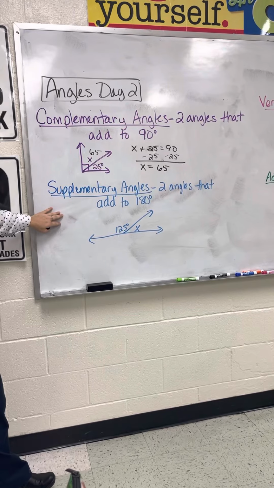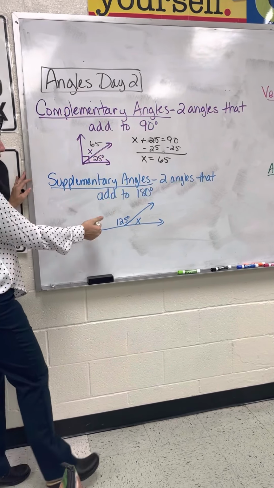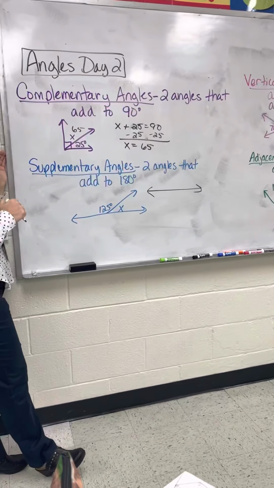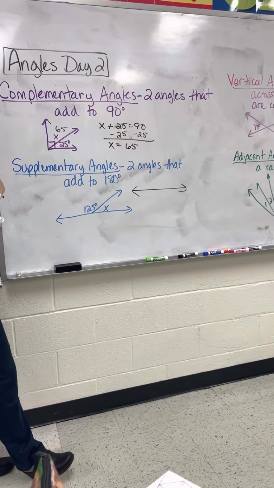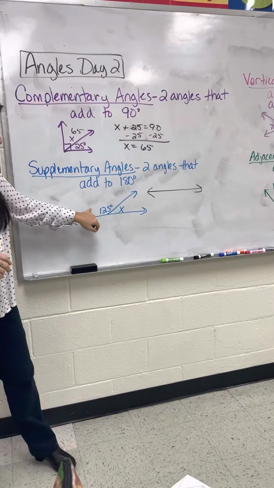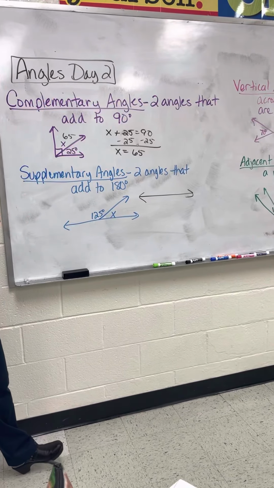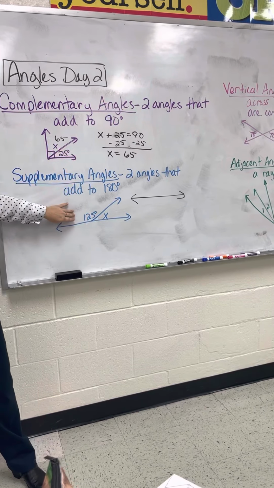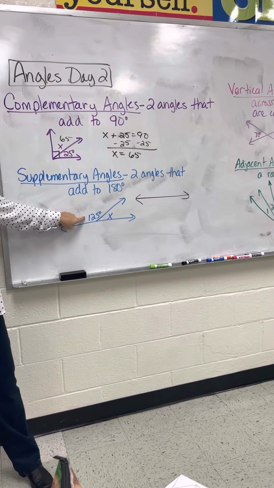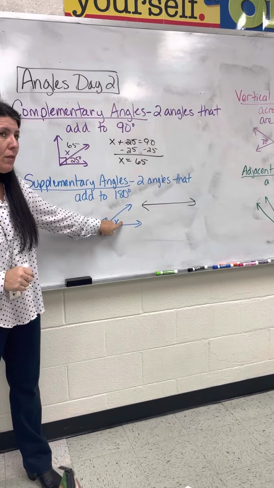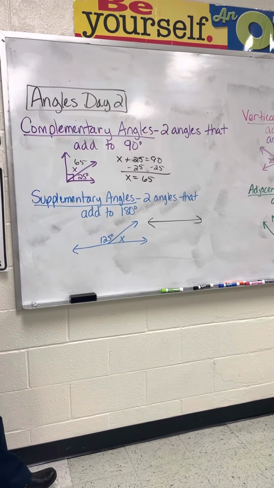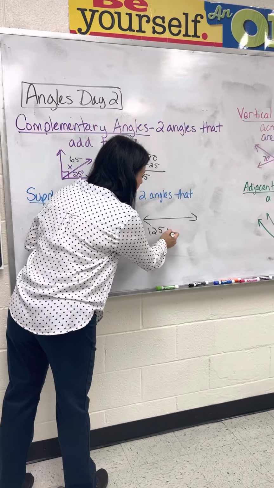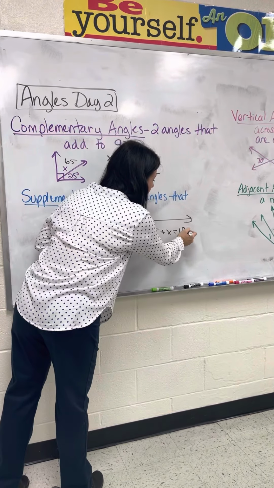Supplementary, it's 2 angles that add to 180. Looking at my picture, we know that this is a 180 degree angle or a straight angle, what we learned last time. These 2 angles will add up to 180 because it forms that straight line. So again, using the same idea that I just did, this 125 degree angle plus this angle that we don't know will give me 180. So we can set up another equation that way. So 125 plus x equals 180.